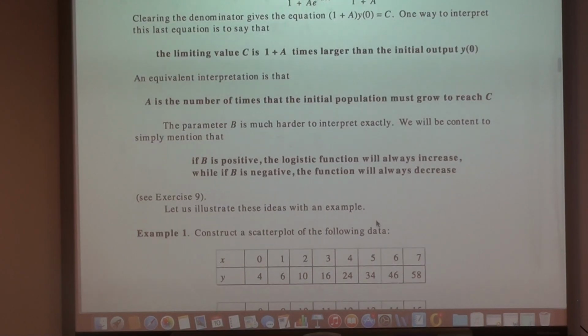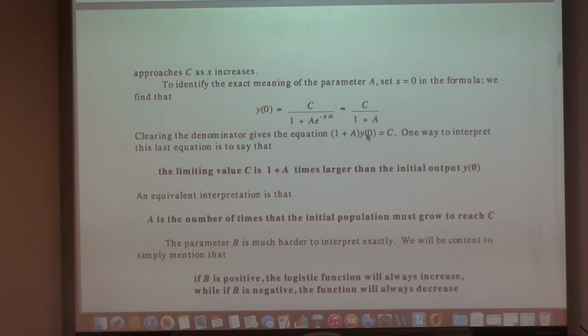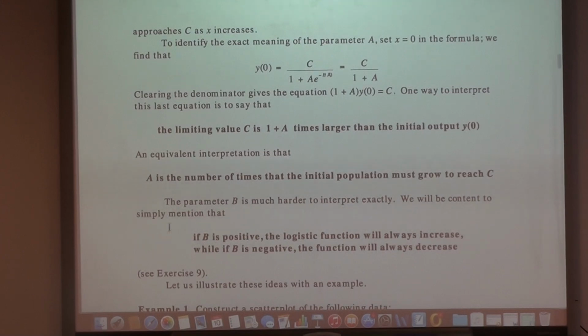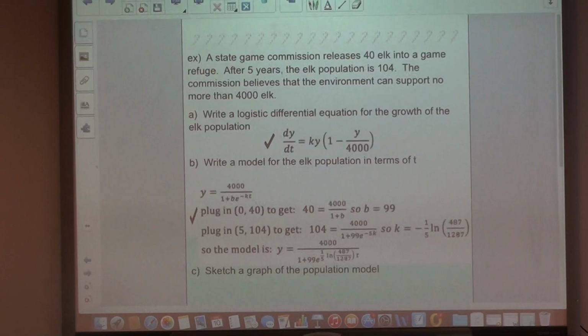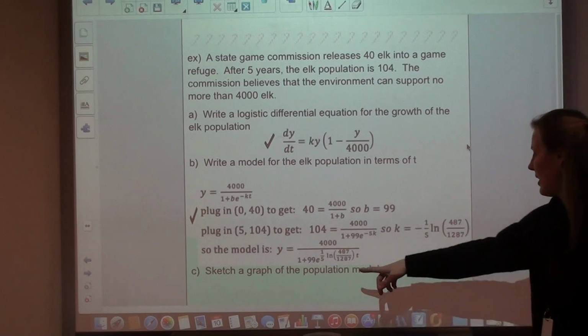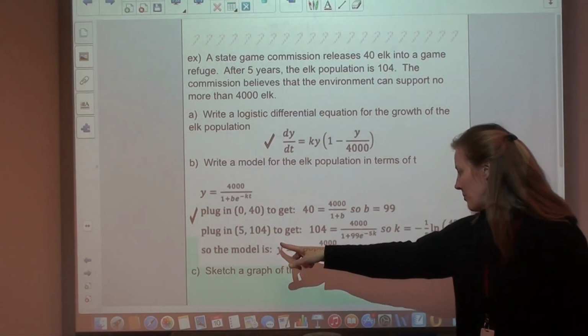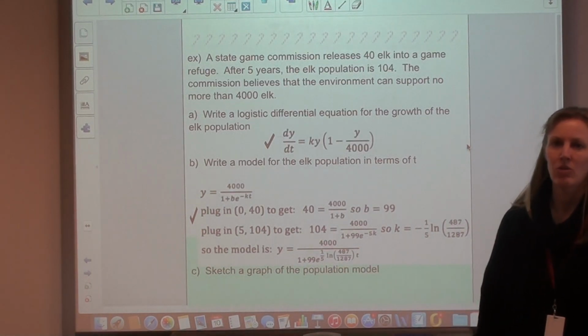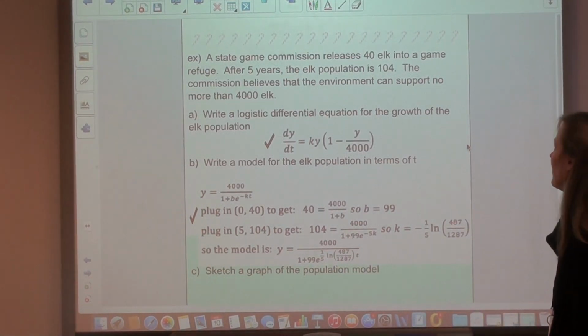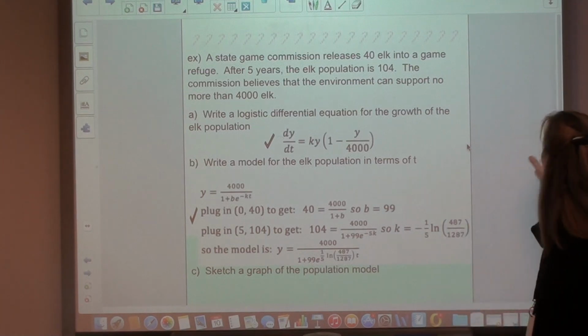That's the only thing they have. They have nothing to explain the K apart from saying that if it's positive, your function will increase, and if it's negative, the function will decrease. So there's not a really good way of describing what B and K represent, apart from the fact that if you plug in a 0 for t, you get the initial population. Anyway, so there you go.